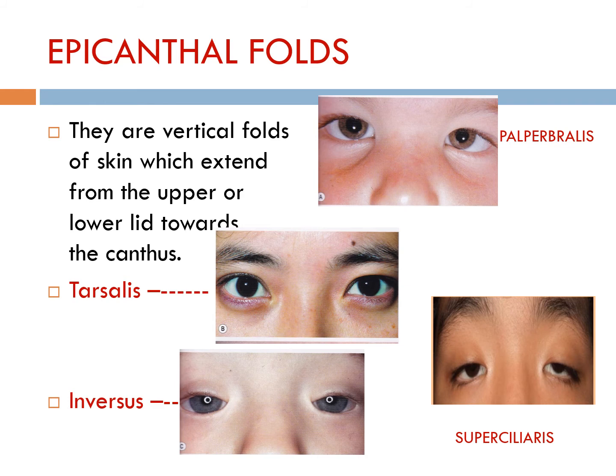There are four types: tarsalis, palpebralis, inversus, and superciliaris. In palpebralis, the folds are symmetrically distributed between the upper and lower lid and are seen in Caucasians. In tarsalis, the fold originates from the medial aspect of the upper lid and extends medially to the canthus, which is commonly seen in Orientals. And inversus is associated with blepharophimosis syndrome. The fold starts in the lower lid and extends upward to the medial canthus.